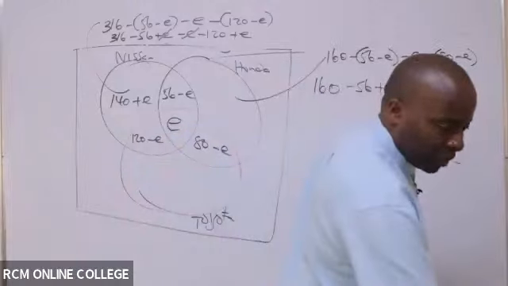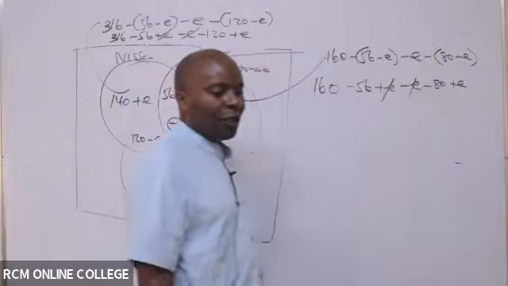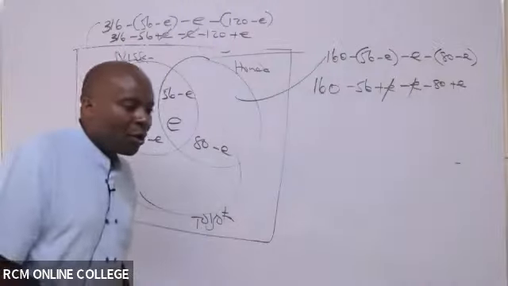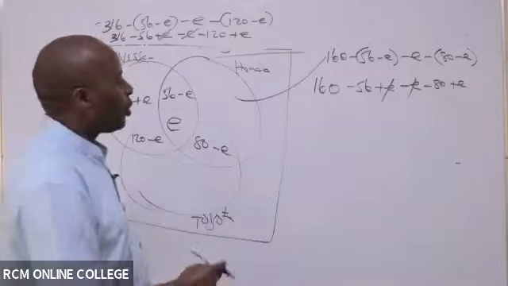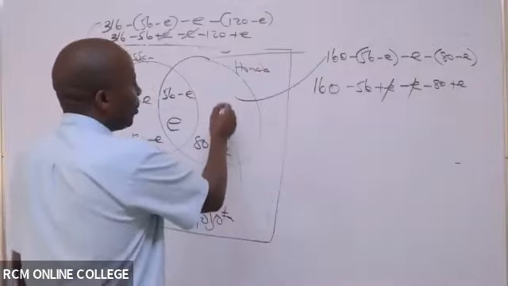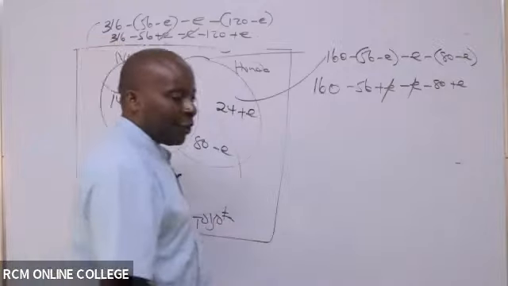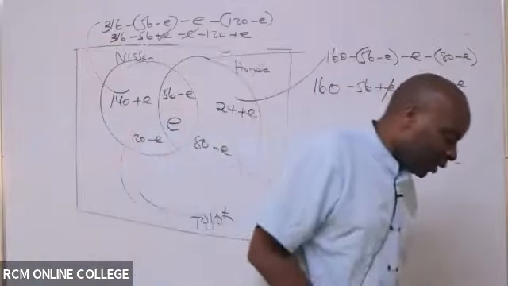Somebody talk to me this afternoon. What do we have here? According to Linda, it is 24. So it will be 24 plus what here? It will be 24 plus E.